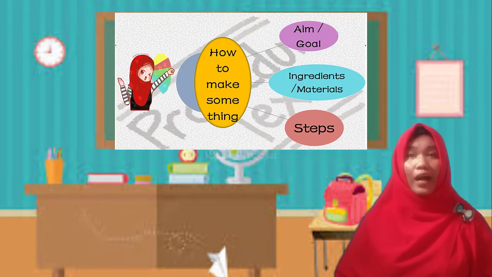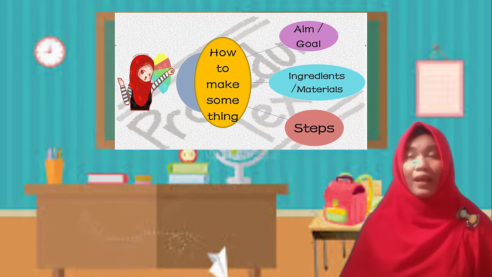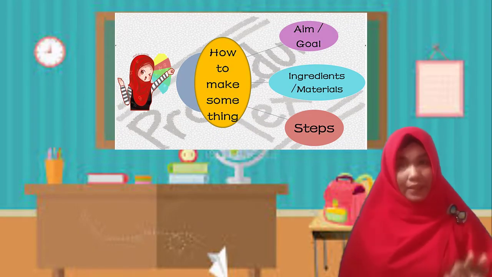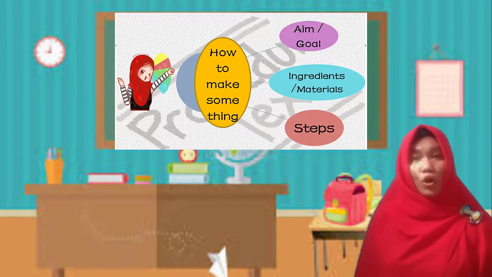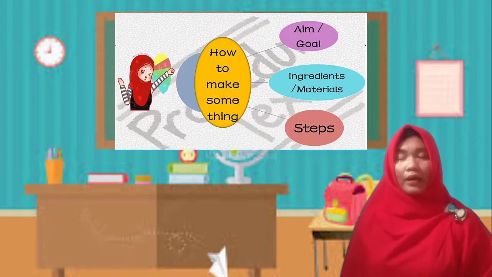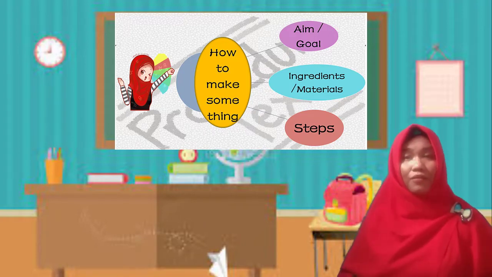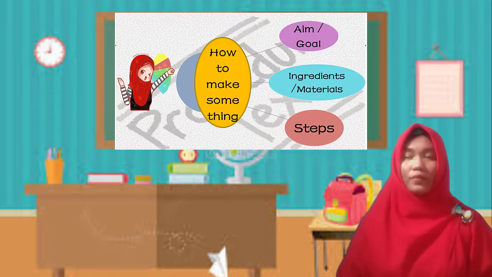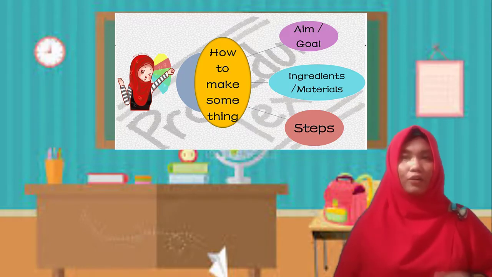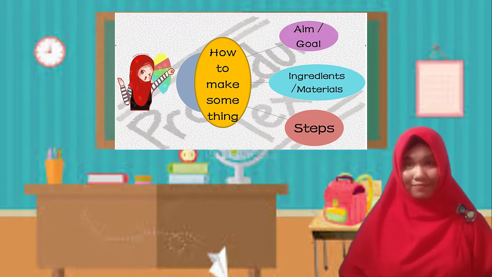Procedure text, or how to make something, has three components. The first one is aim or goal. It means the title of what you want to do. For example, how to make hot coffee.